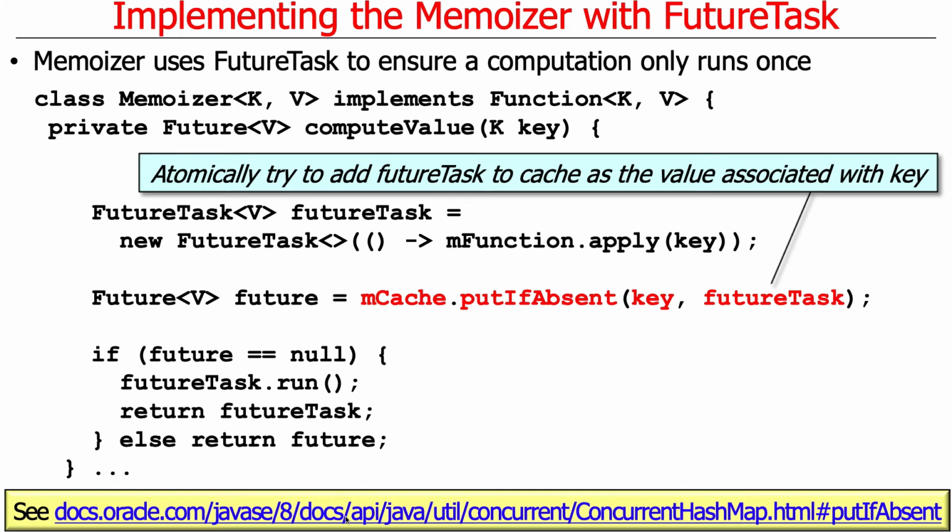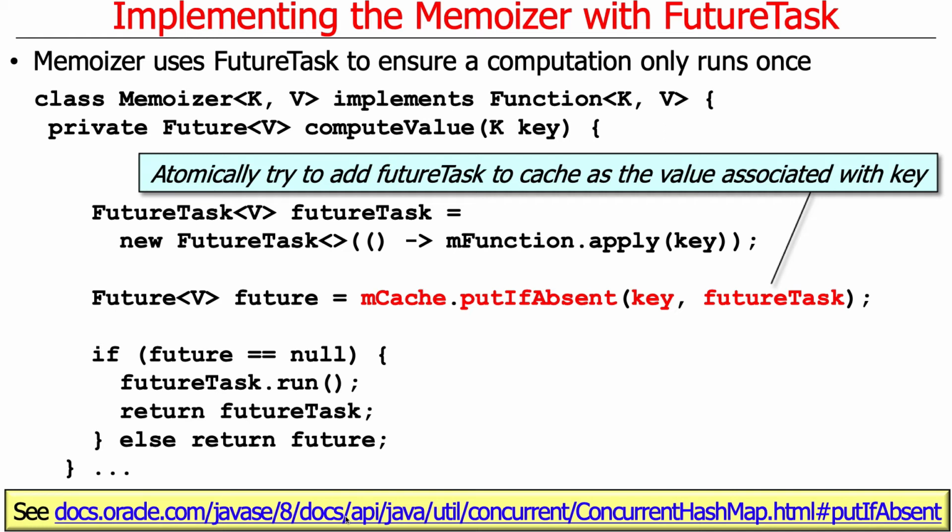We then go ahead, after we create this future task, and we call mCache putIfAbsent. Now, putIfAbsent has been around since the ConcurrentHashMap first came out. computeIfAbsent was added later. So putIfAbsent is a perfectly valid, non-modern legacy Java method on ConcurrentHashMap. And what that does is that will atomically try to add the future task to the cache as the value that's associated with the key.